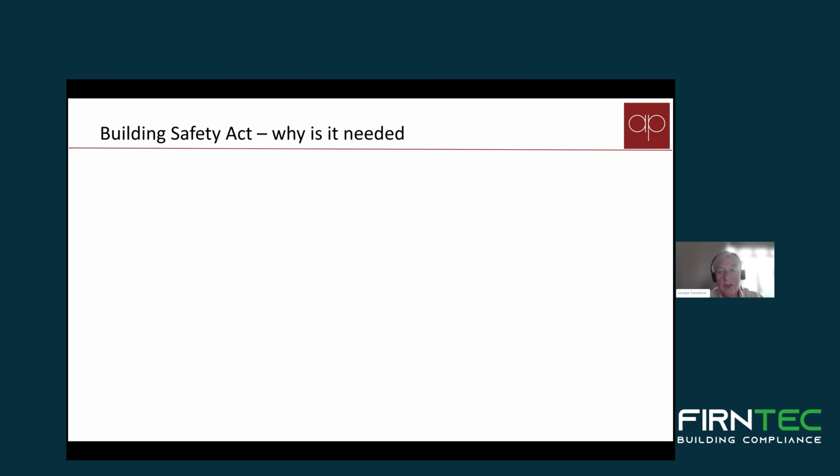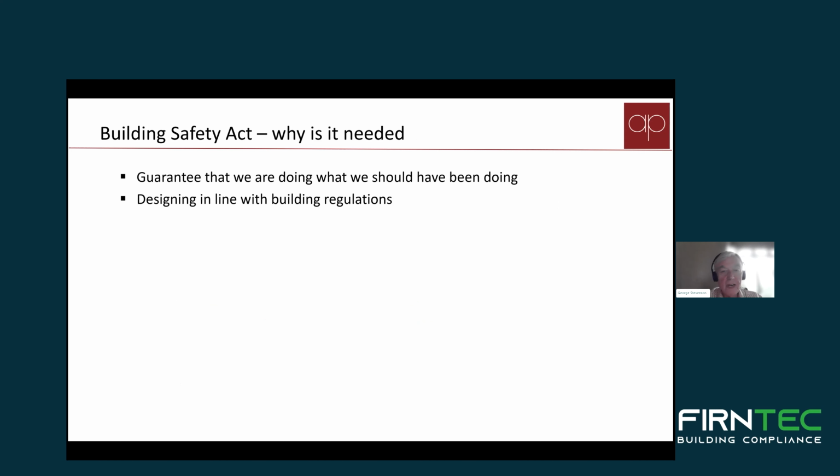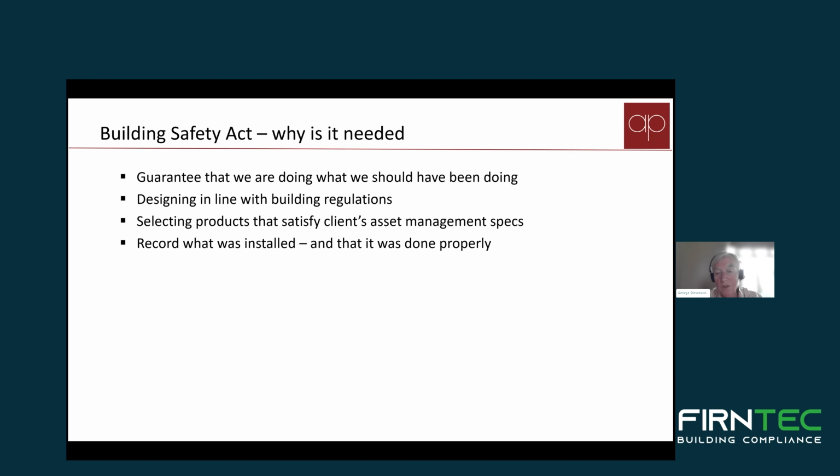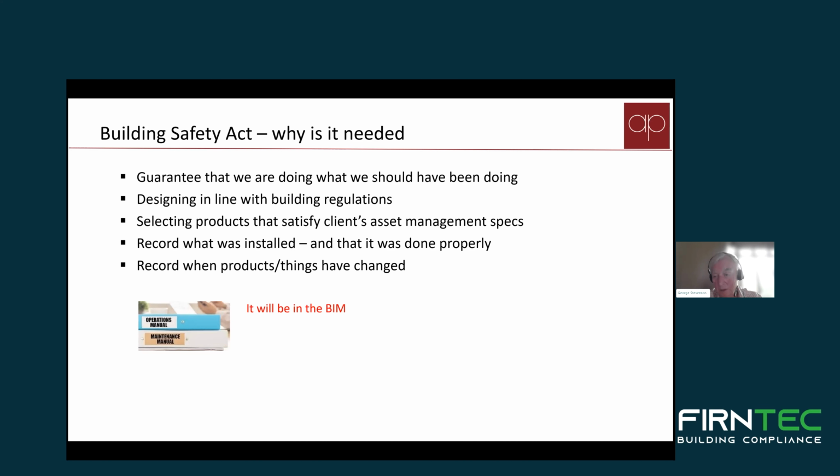So why are we actually doing it in the first place? Well, first of all, it's really to guarantee that we're doing what we should have been doing all along. And that is selecting products that satisfy specifications, record what was installed, and record when products or things have been changed out.